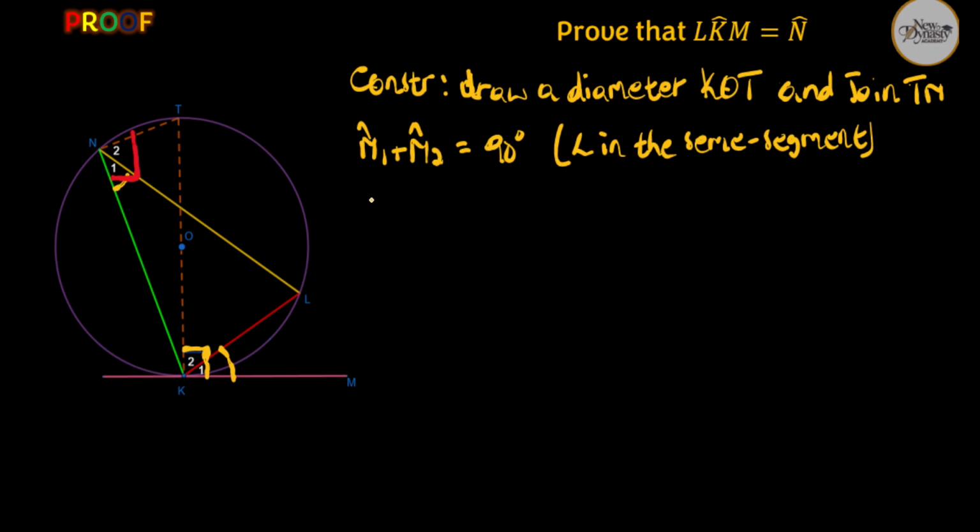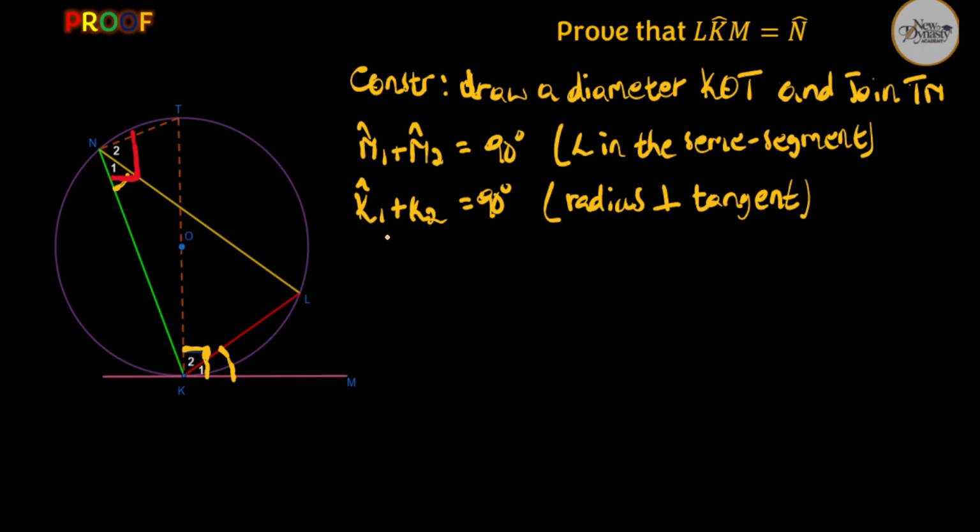Then another angle that we have there, that is 90 degrees, is made up of K1 and K2, and that is also 90 degrees. And the reason this time is because your radius is perpendicular to the tangent. So they form an angle of 90 degrees. So this is what we have now. I hope you are following what I'm basically doing here.